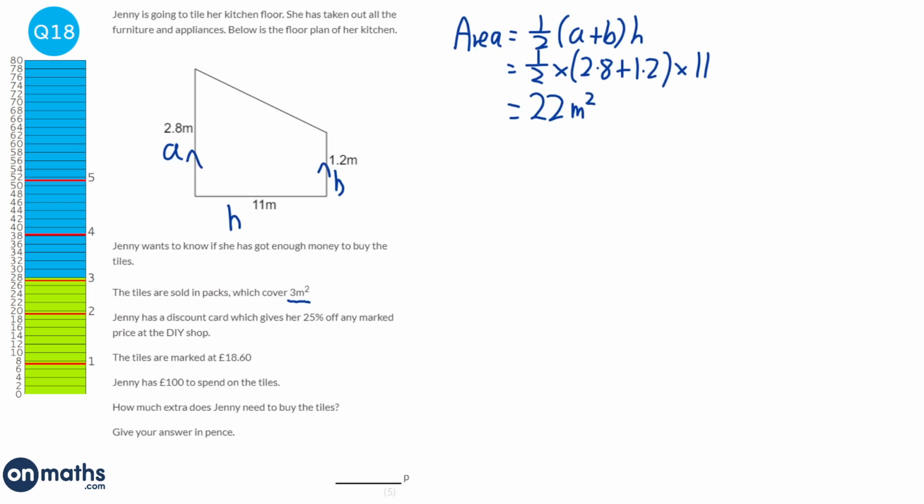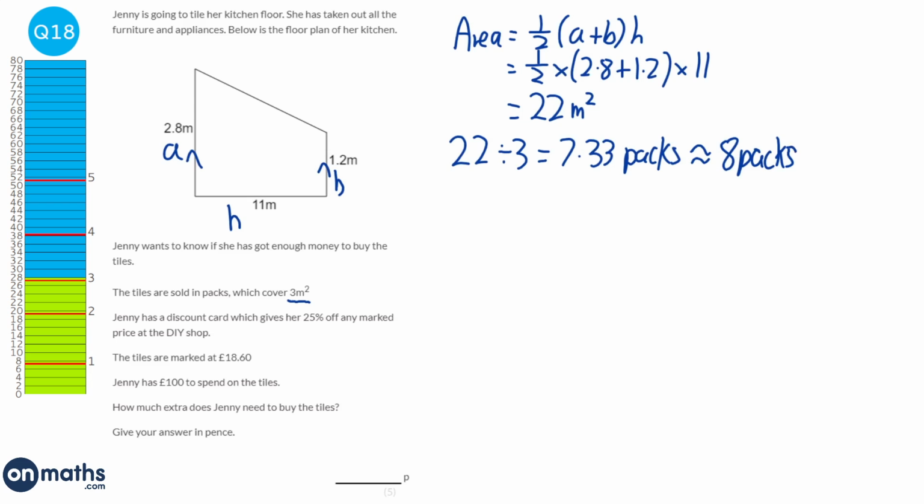So if each pack covers 3 meters squared, we're going to do 22 divided by 3, which will be 7.33 packs that we need. Now obviously you can't get 0.3 of a pack or 0.33 of a pack. So we're going to have to get 8 packs and just have some left over. So we'll need 8 packs in total.